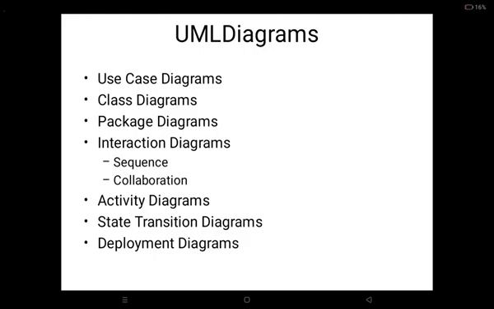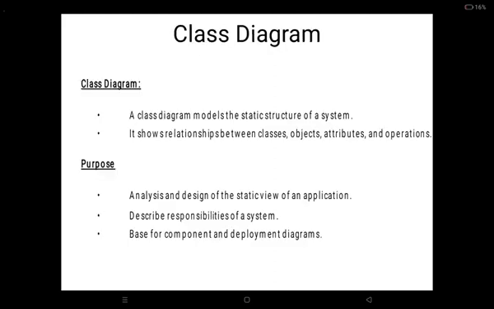These are the various UML diagrams: use case diagram, class diagram, package diagram. Interaction diagrams are basically classified into two types: sequence diagram and collaboration diagram. Then activity diagram, state transition diagram, and deployment diagram. Now, what do you mean by class diagram?